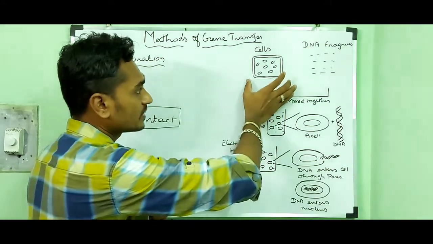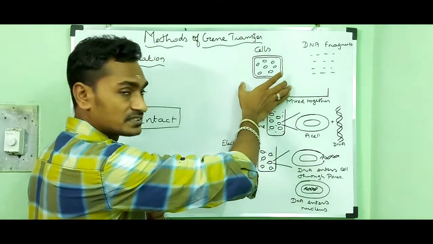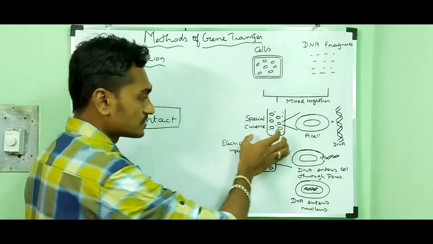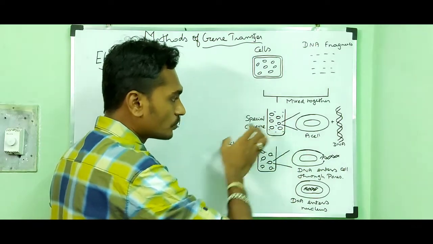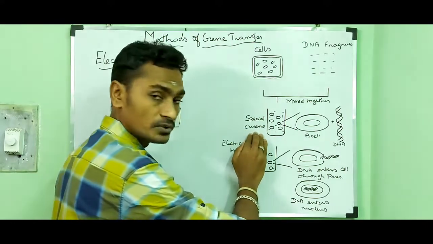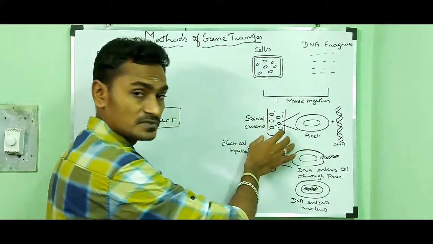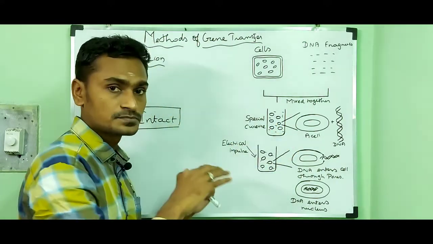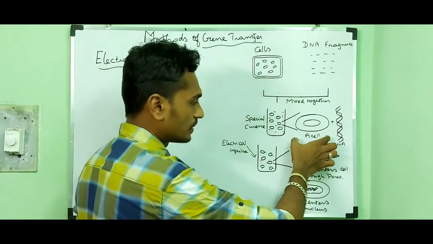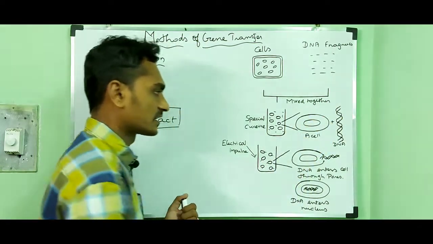So, we have to take the plant cell or the plant material, then DNA fragments, and they are kept in a special cuvette which contains the buffer solution. So, this is the special cuvette which contains the DNA fragments and the cells suspended in the buffer solution. This is the enlarged version of the plant cell and the DNA fragments.